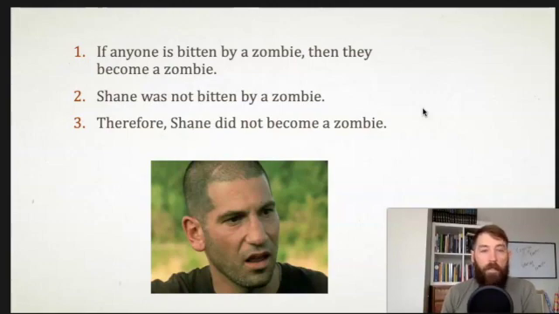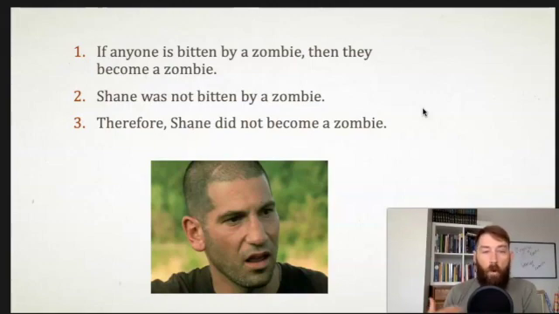If Hitler was beheaded, then he's dead. Hitler was not beheaded, therefore Hitler's not dead. You don't even have to know who Shane is or what happened to Shane to know that this argument is not a good argument, because we saw this form before and we proved that it was invalid by isolating the form of the argument, if A then B, not A therefore not B, and then using the Hitler counterexample to prove that this one was invalid.